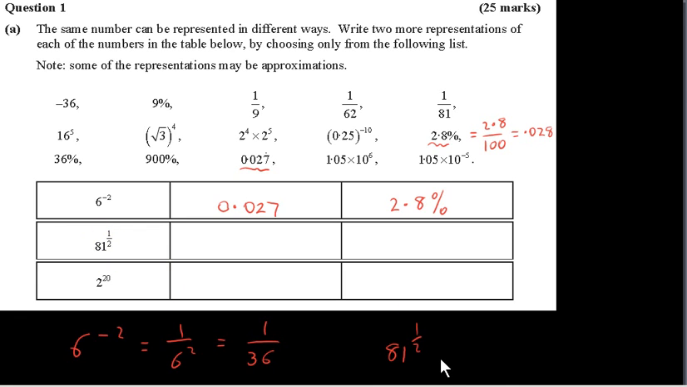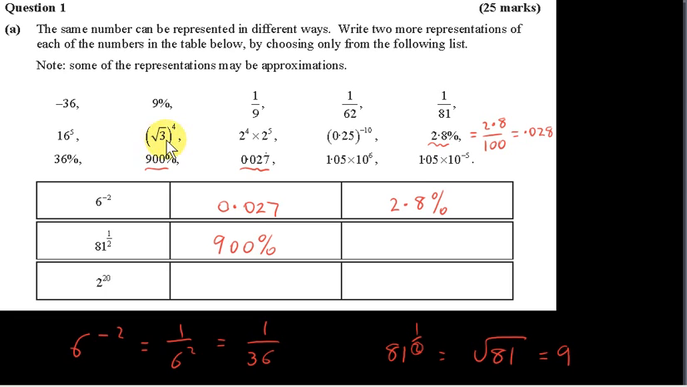81 to the power of a half is the square root of 81. So this number here is the root. The denominator of the fractional power is the root. So we're getting the square root of 81, and that's exactly 9. So we have to find numbers that are close to 9 or equal to 9. 900% is exactly 9. 100% is 1, so 900% is 9 times 1 or 9.